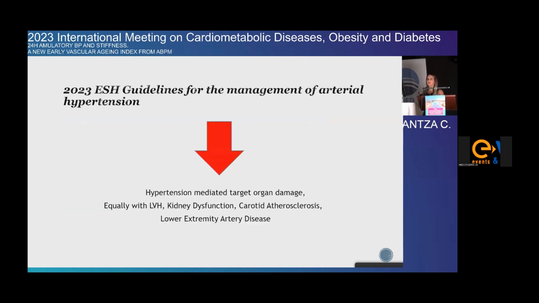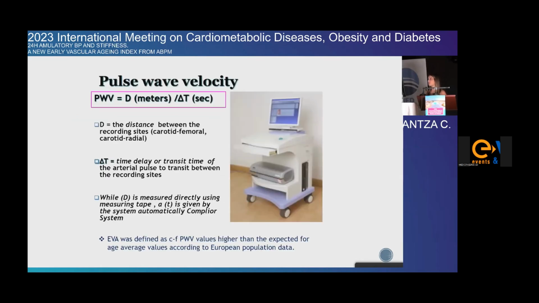So taking all this into account, they decided to recommend all doctors to use CF pulse wave velocity as a hypertension-mediated target organ damage marker, equally this time with left ventricular hypertrophy, kidney dysfunction, carotid atherosclerosis, and lower extremity artery disease. And this is very important. This is the novelty from the guidelines, and this is very important.